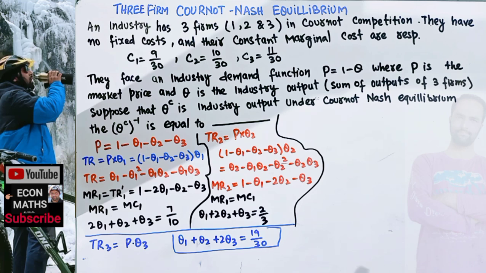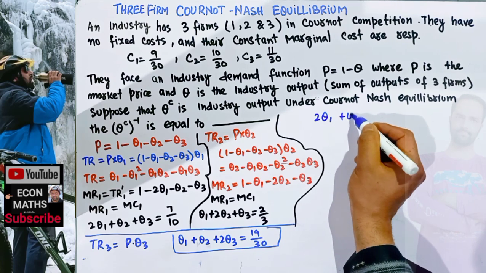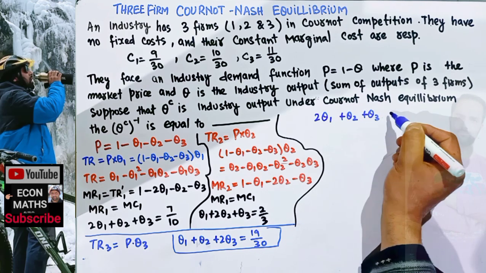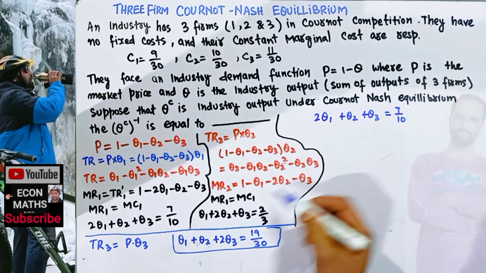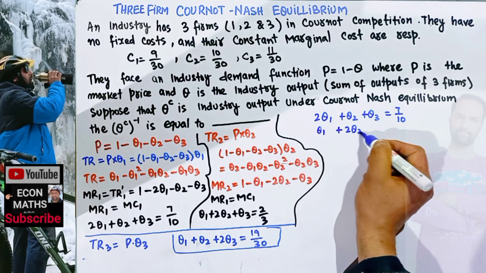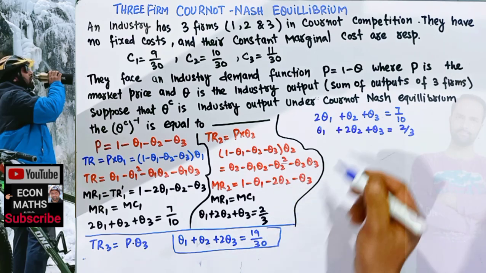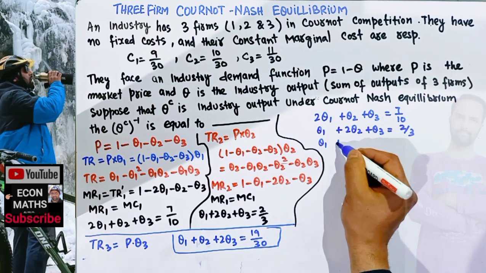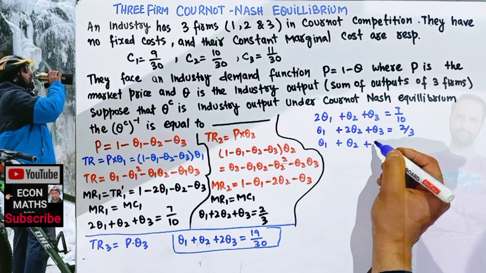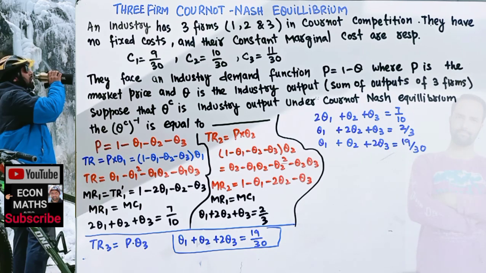So we have 3 equations with 3 unknowns. That is, twice Q1 plus Q2 plus Q3 is equal to 7 upon 10. Then for firm 2, we have Q1 plus twice Q2 plus Q3 is equal to 2 upon 3. And for the third, we have Q1 plus Q2 plus twice Q3 is equal to 19 upon 30. Okay, three equations with three unknowns. We use Cramer's rule here in solving this.